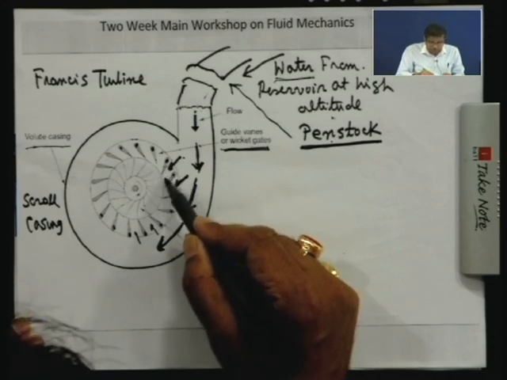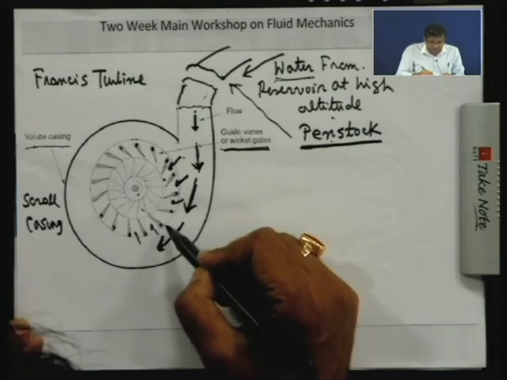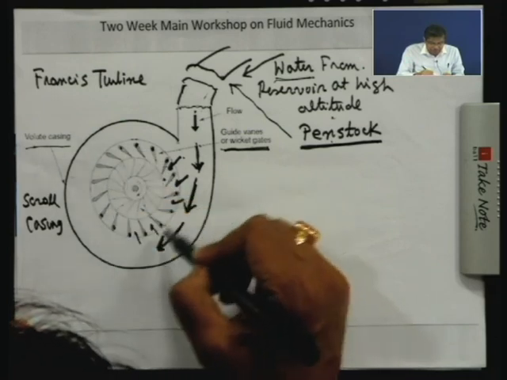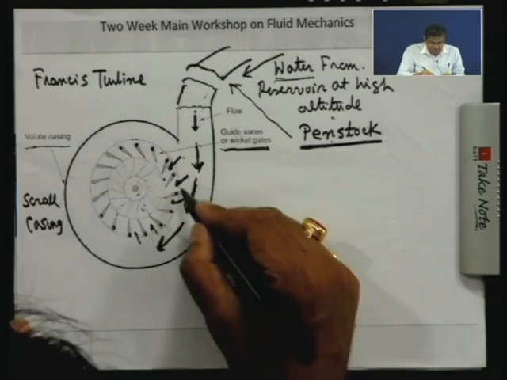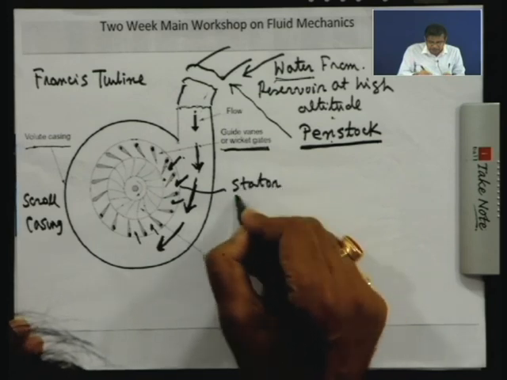So, it converts a part of the pressure energy to kinetic energy at the outlet of these static vanes, and these static vanes, guide vanes or wicket gates, form the stator of the machine, in general, the fixed part.